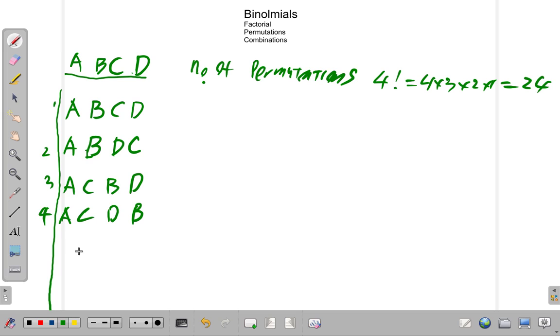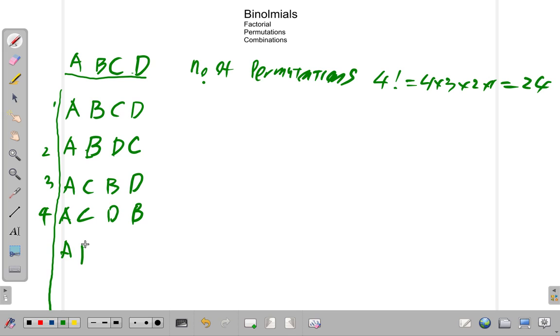That's 4 arrangements so far. Starting with A, we can continue by saying A, and then the second letter was B. Then we had started with A and then C. Let's start with A and then C.